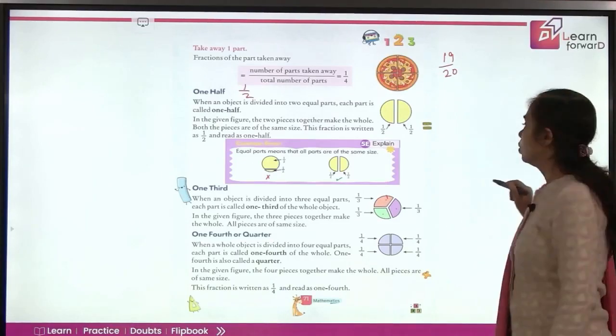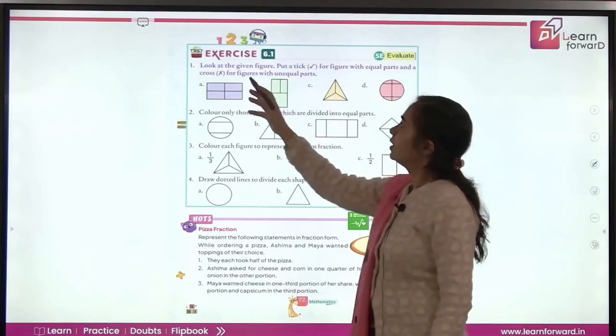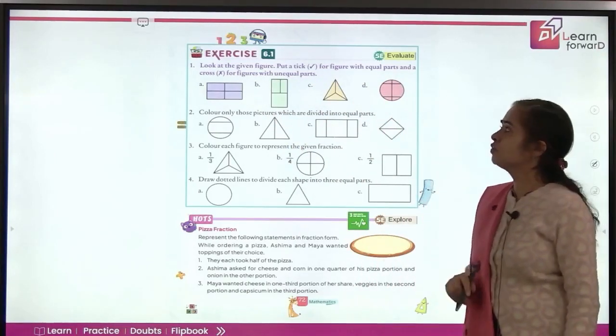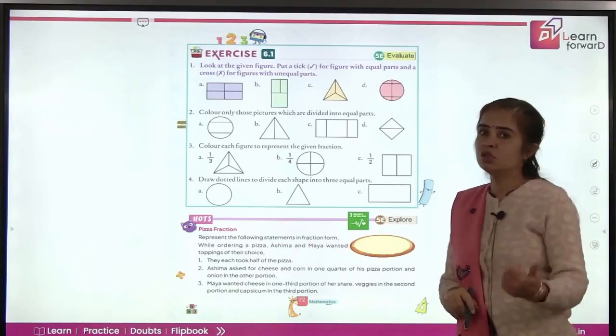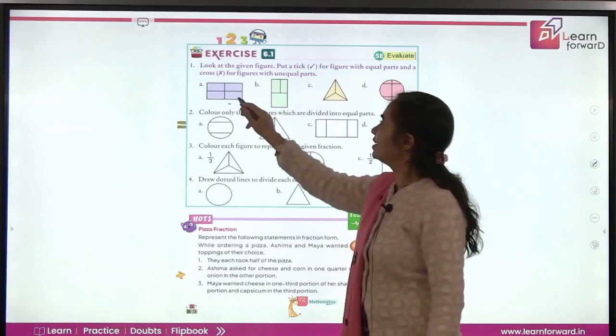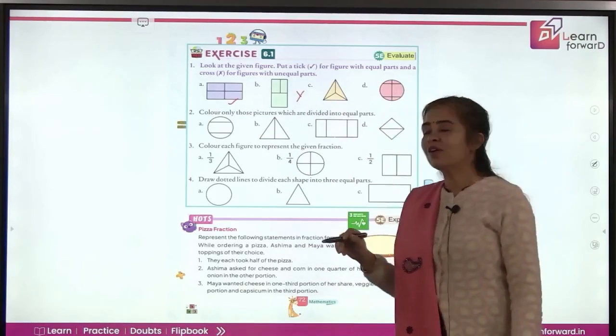Now here's an exercise for you. Look at the given figures. Put a tick for the figures with equal parts and a cross for figures with unequal parts. I'm sure you can do that. Come on, quickly tell me. First one is, yes, that is a tick. Second, cross. So find out for the other two yourselves.